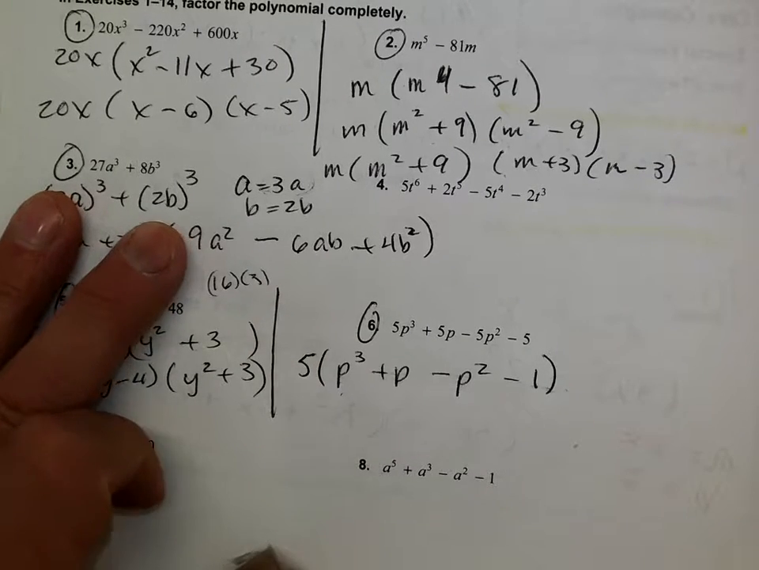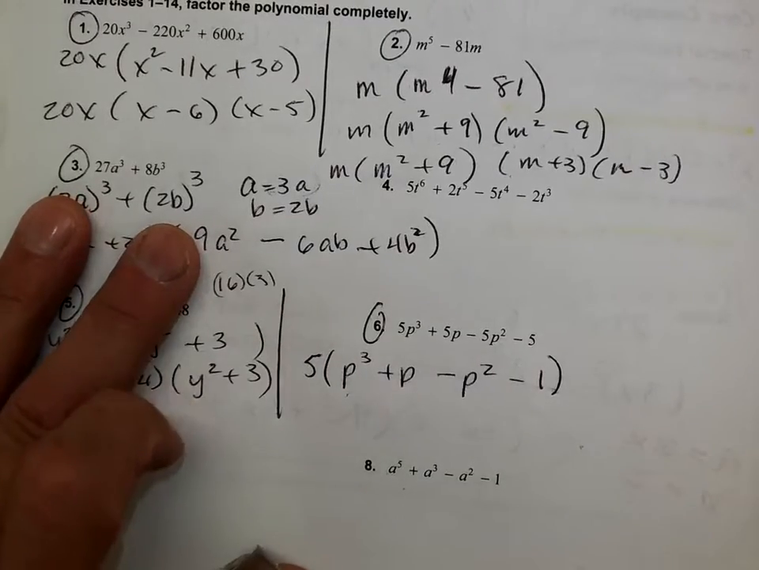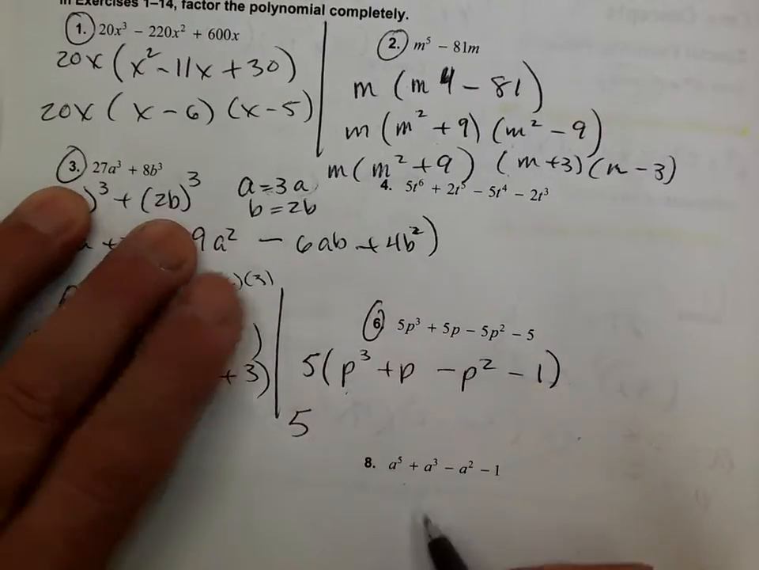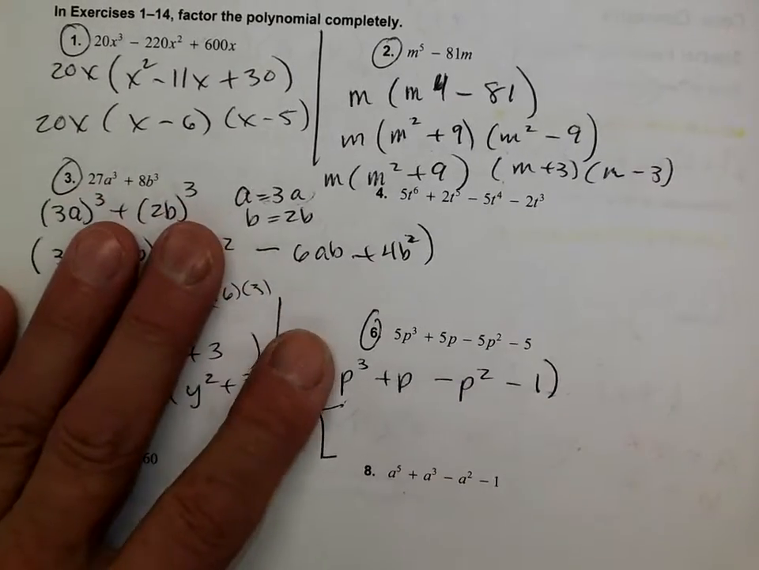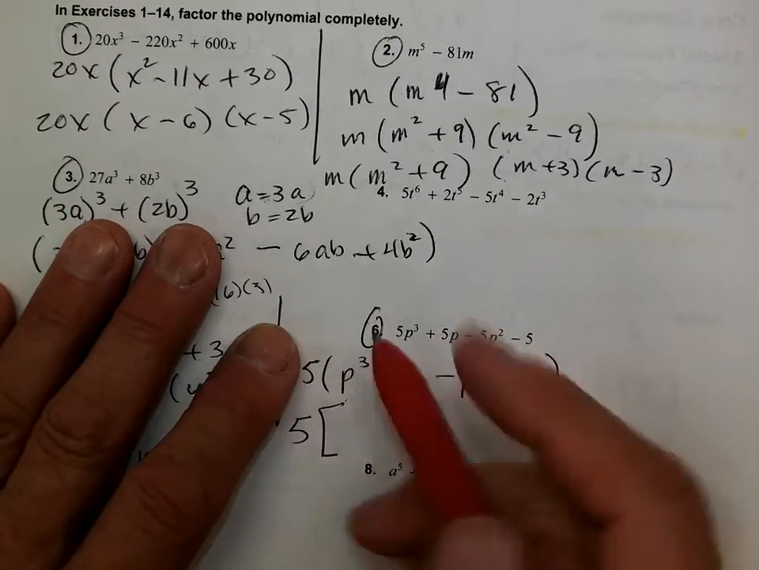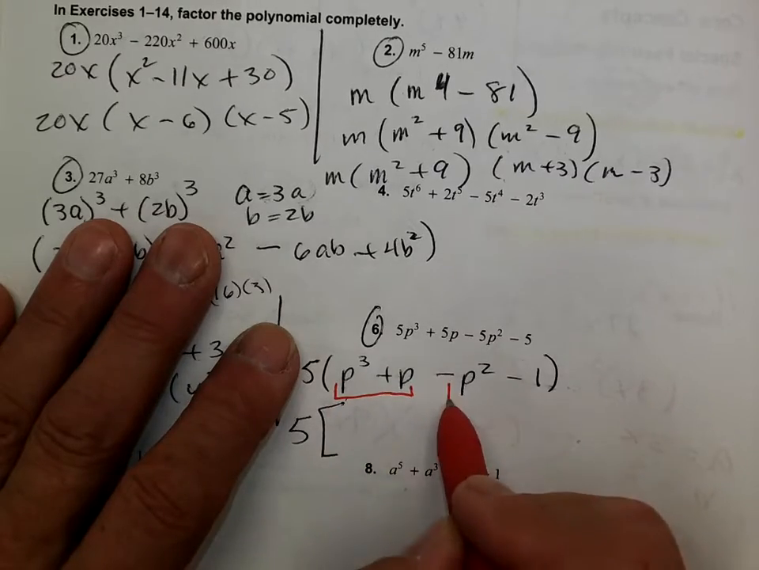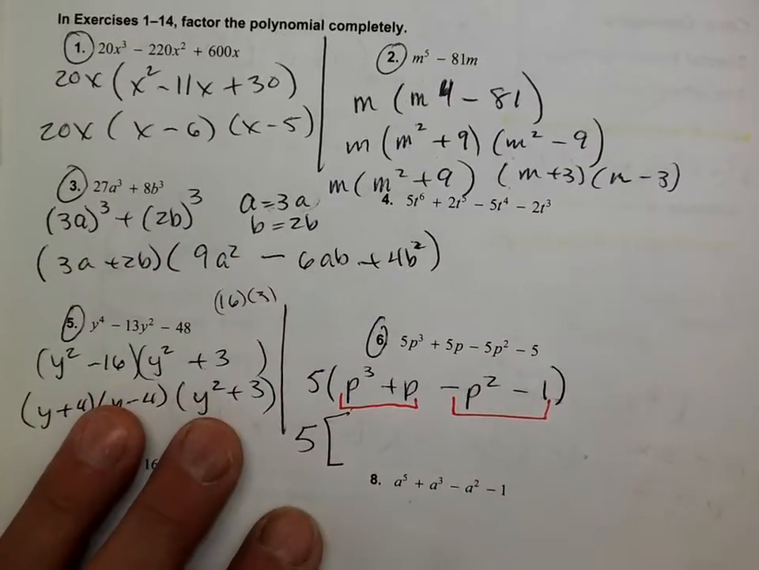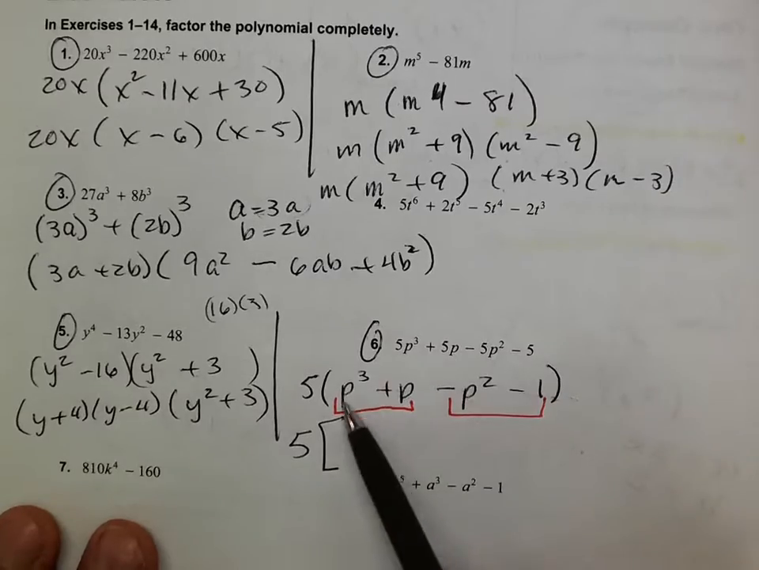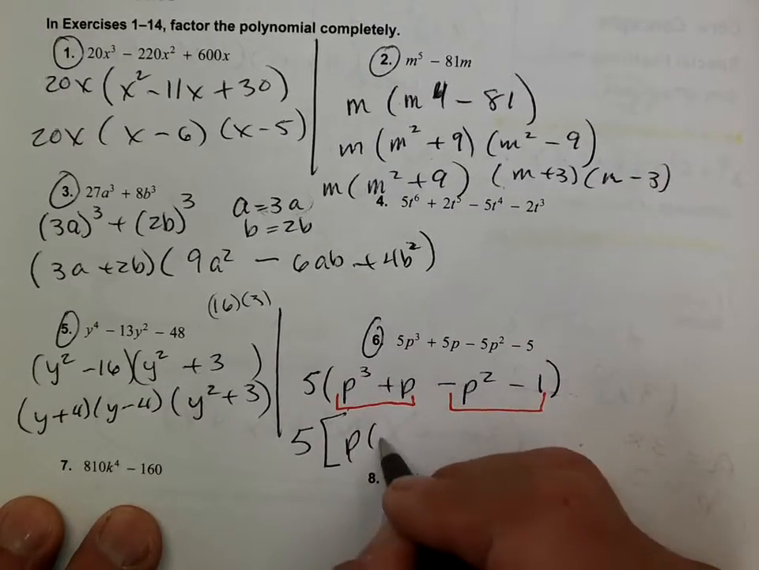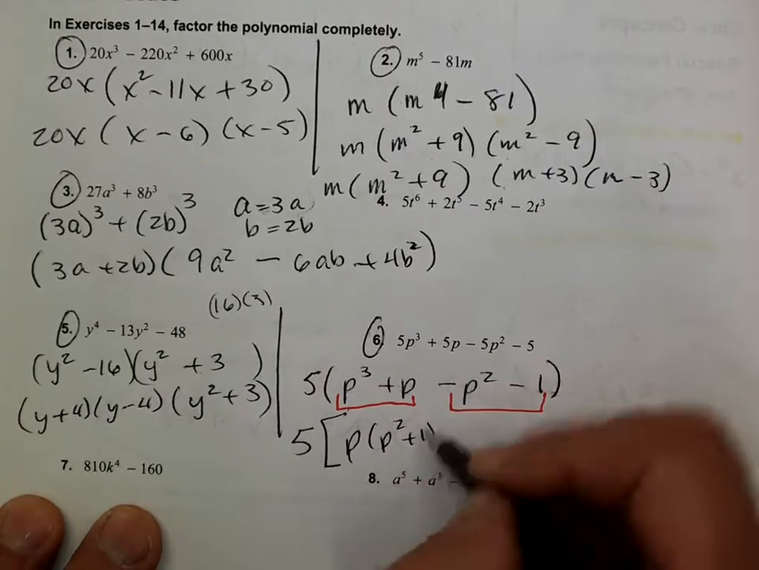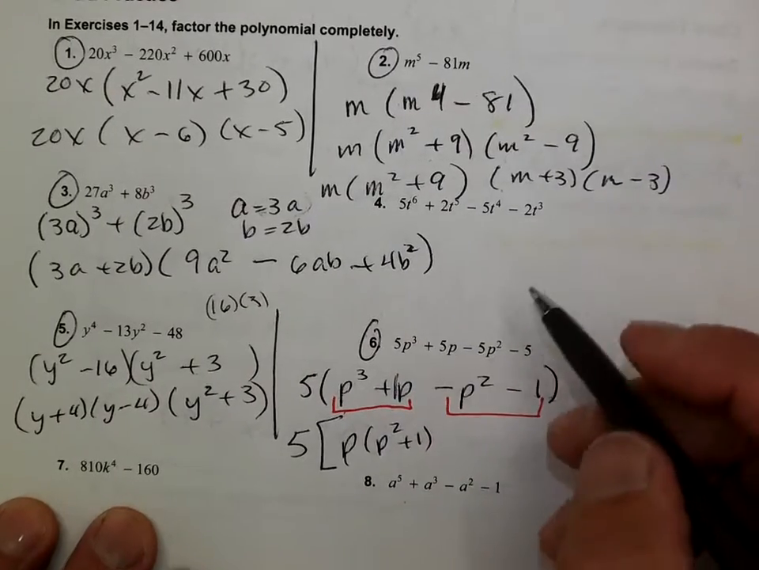Let's group them, okay? Now I'm going to ignore the 5. You guys mind if I ignore the 5? The 5's there, but I'm going to ignore it, so write down the 5. If I group them, let's put these 2 together, and these 2 together. Out of the first group, what do they have in common? P. So if I take out a P, I'd have a P squared plus 1, because there's an invisible 1 right there.